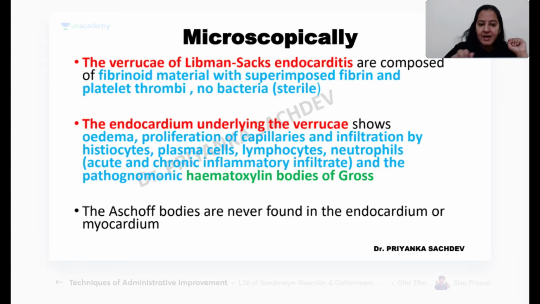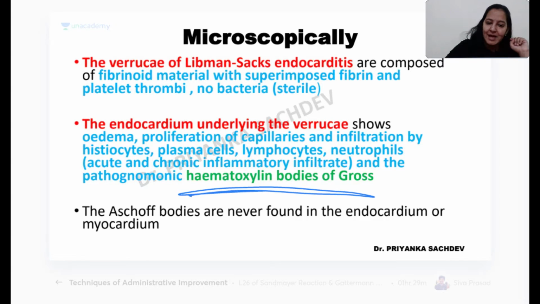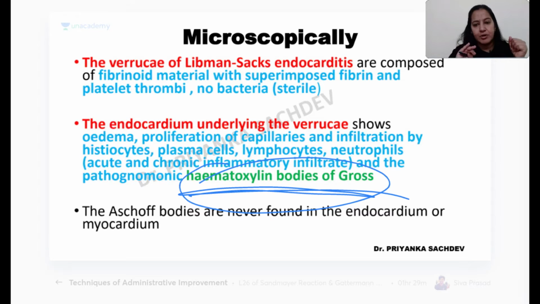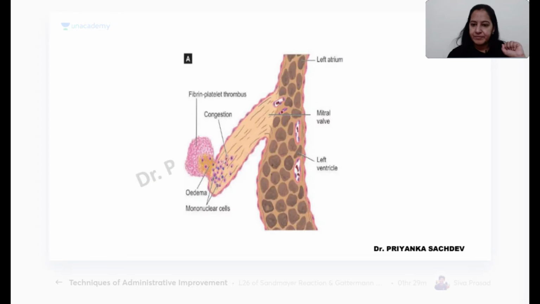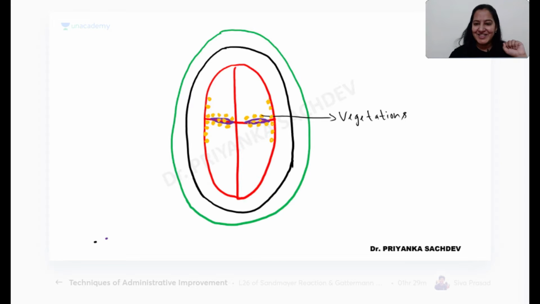There, Aschoff bodies were formed. Here hematoxylin bodies are formed. Hematoxylin bodies of Gross are formed. You have to learn the name only. Don't learn the composition of this. It is not important, but learn the name. There it was Aschoff bodies. Here hematoxylin bodies of Gross are formed. So we are done with the vegetations.